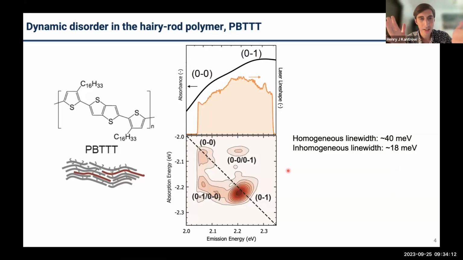So here we're clearly in a region where we have a competition between the static and dynamic disorder, or the inhomogeneous and homogeneous broadening. So from this, the question we want to answer is, what is the nature of this dynamic disorder, and what is leading to this strongly homogeneously broadened system?